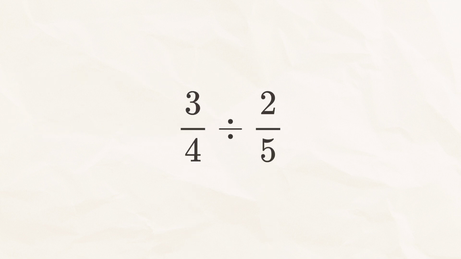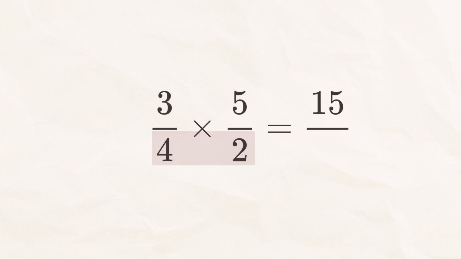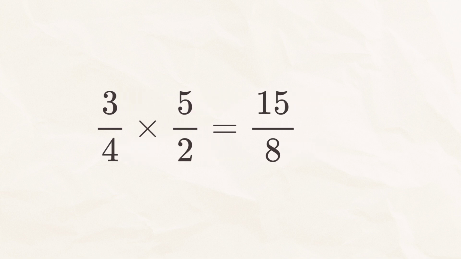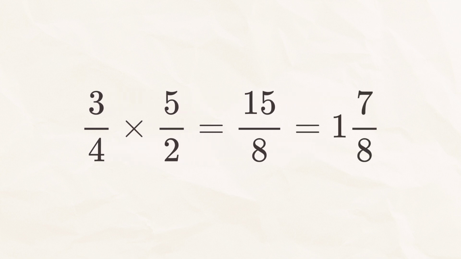With this method, we can solve all sorts of fraction division problems. We can change the division to multiplication and flip the divisor. 3 times 5 is 15. 4 times 2 is 8. This gives us 15/8, which is an improper fraction. We can simplify that to 1 7/8.